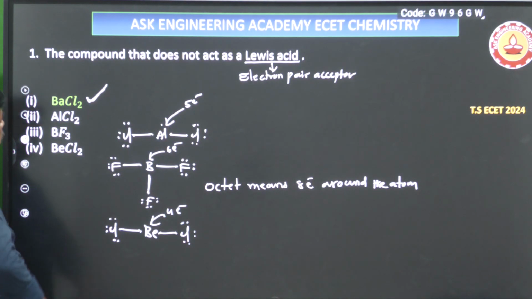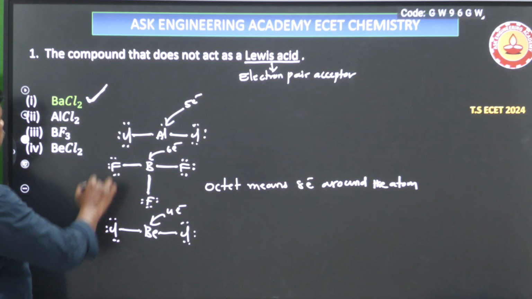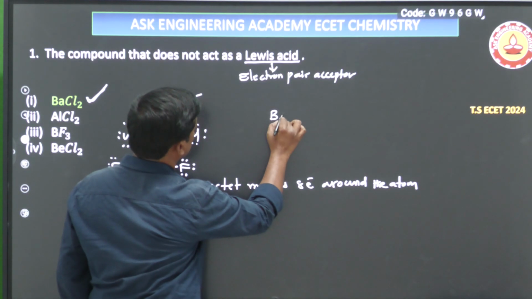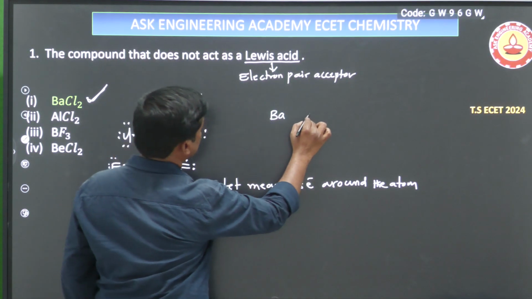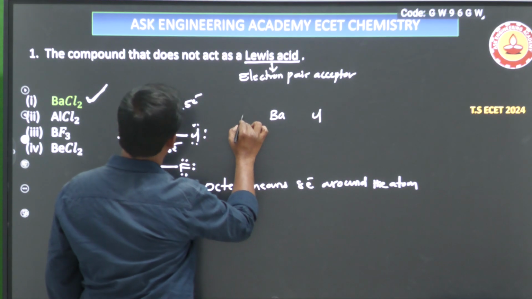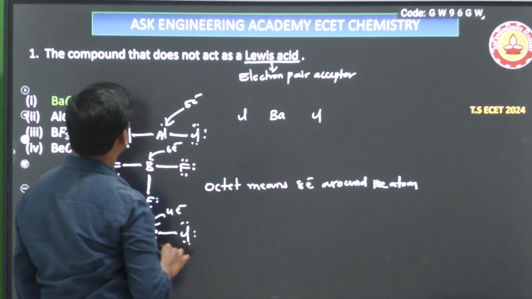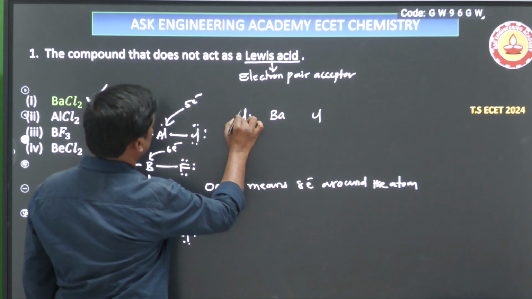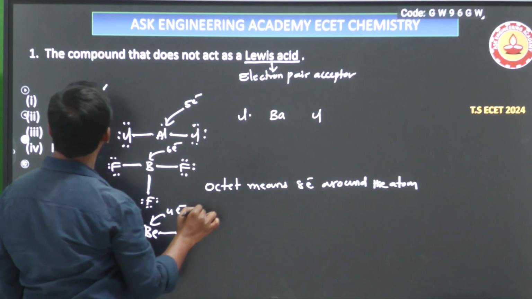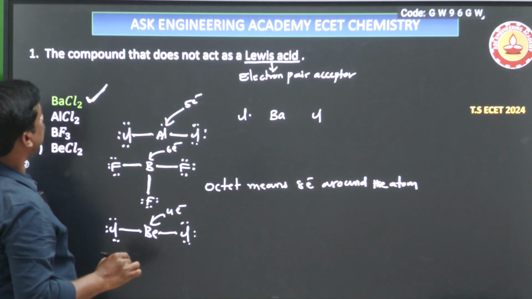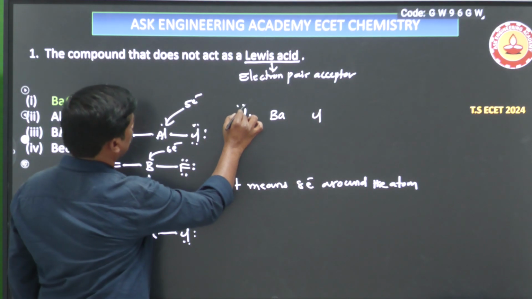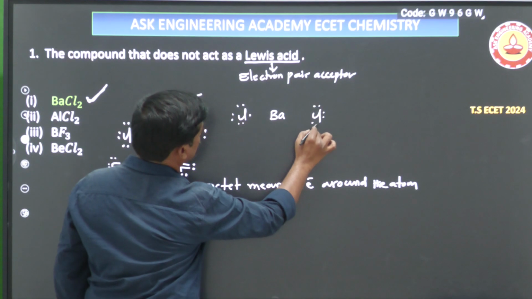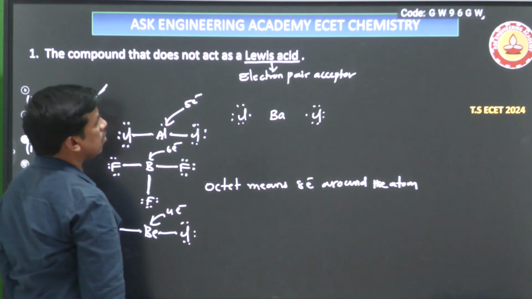And now barium, check it, and I am also explaining the correct option. Barium and 2 chlorines you can write. Barium chloride does not act as a Lewis acid. 2 electrons, 2 electrons, 2 electrons in each bond.